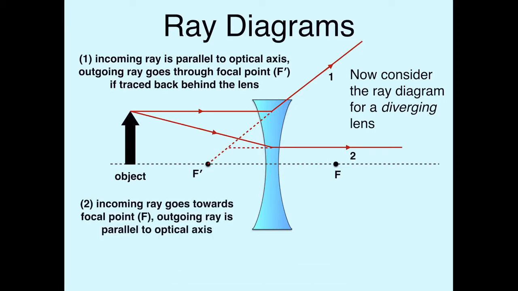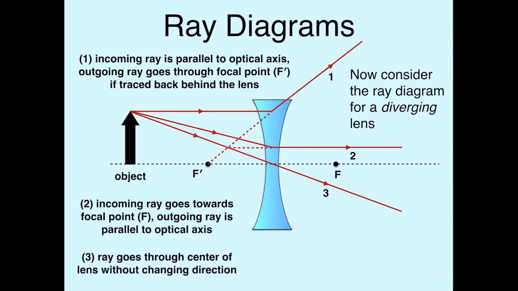Next, our second principal ray goes towards this focal point, towards F on this side of the lens. But then after going through the lens, it goes out parallel to the optical axis like this. Okay, so principal ray number 2 goes towards this focal point on the opposite side of the lens, and then bends so that it's going parallel to the optical axis after going through the lens. And so we'll do a similar sort of thing with this outgoing ray. If we trace it back behind the lens, we'll see it's moving this way.